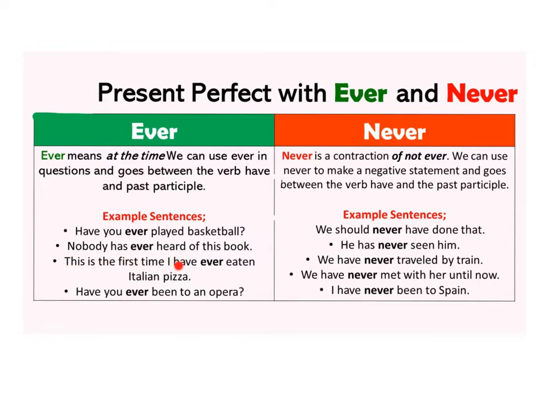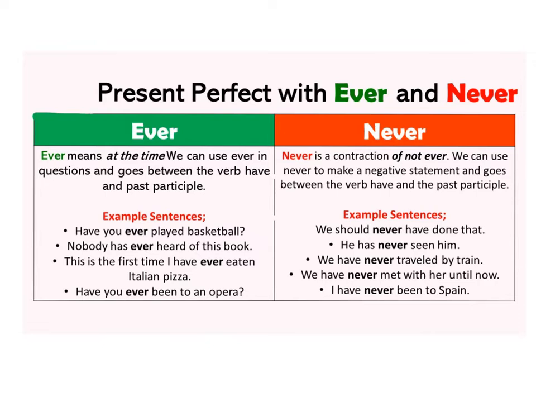And here, I have ever eaten. This is the first time I have ever eaten pizza. So this is the first time in my complete life that I have eaten an Italian pizza. Now let's check never. Never is a contraction of not ever. We can use never to make a negative statement and it goes between the verb have and the past participle.